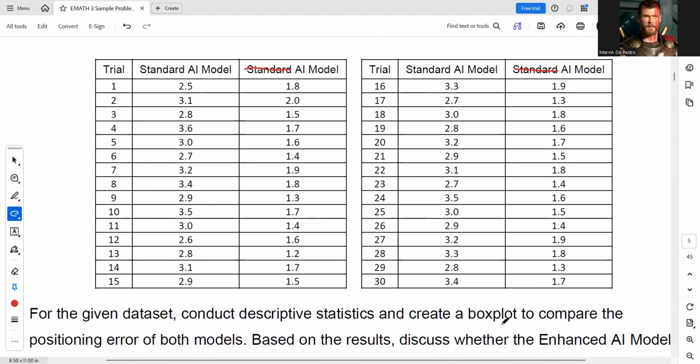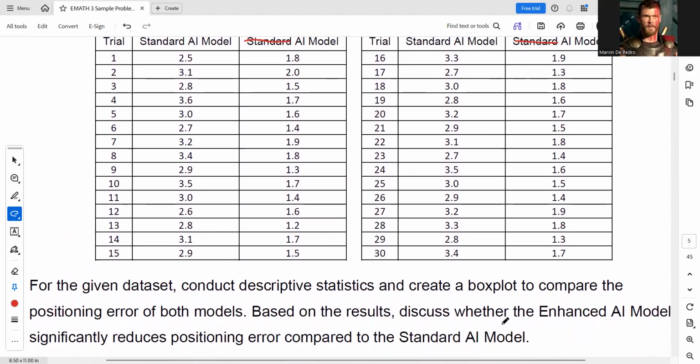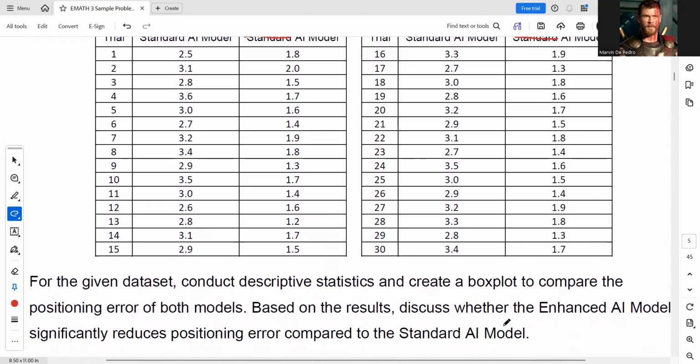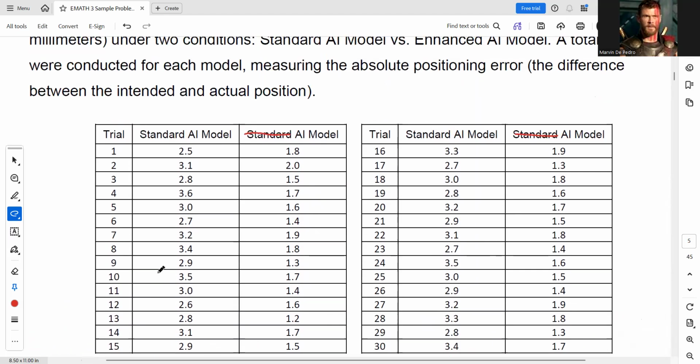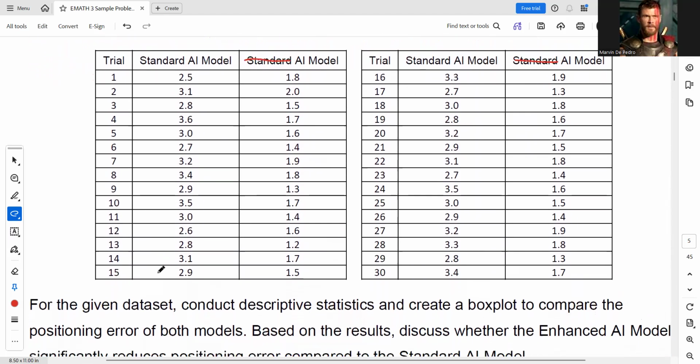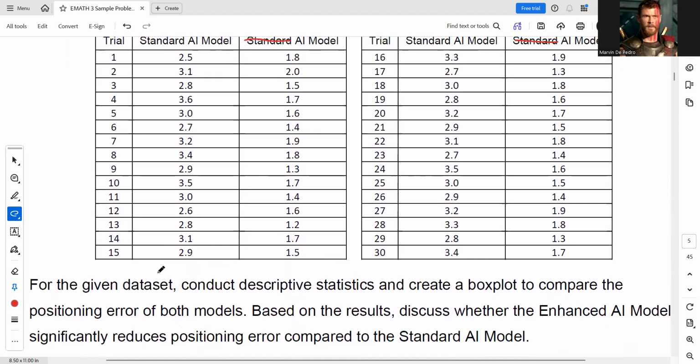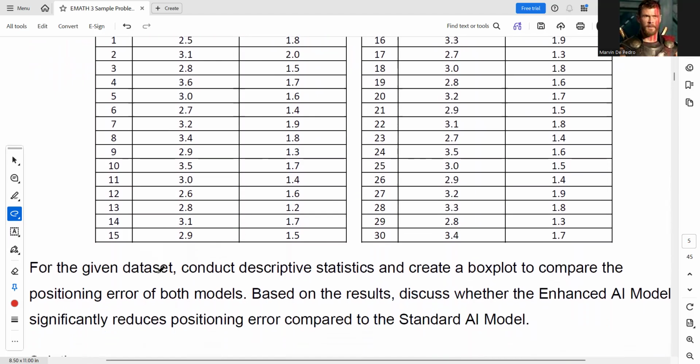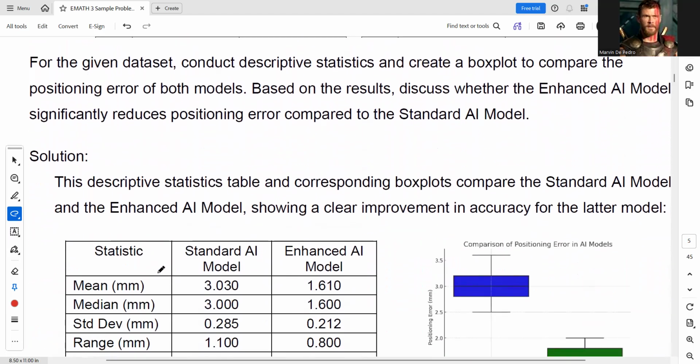I'm going to explain that in a while. And then we are asked, based on the results, to discuss whether the enhanced AI model significantly reduces positioning error compared to the standard AI model. In this case, we can use a t-test or a z-test, but ideally this should be a paired t-test. For me, either z-test or paired t-test. The easier one is the z-test, actually.